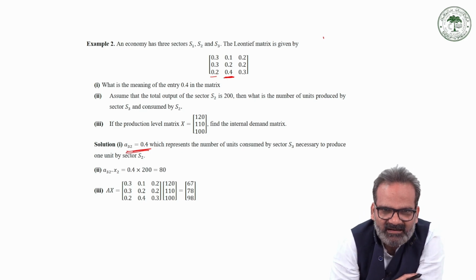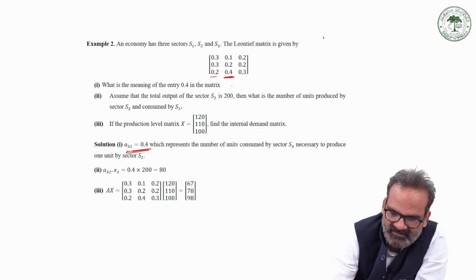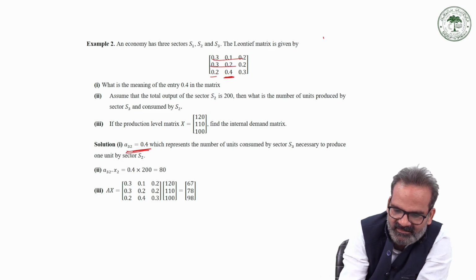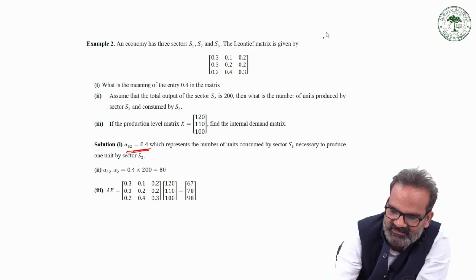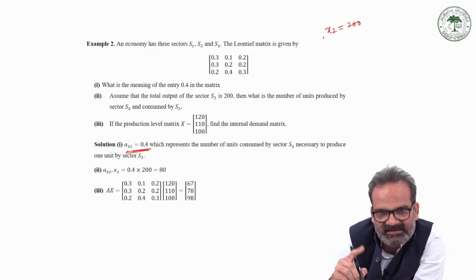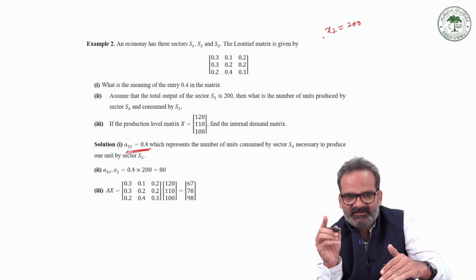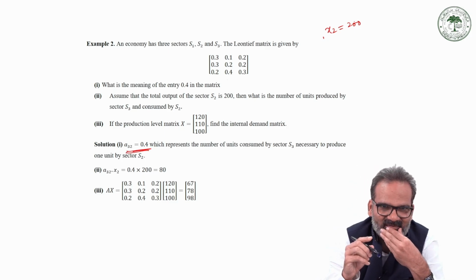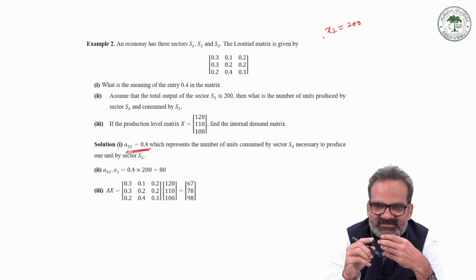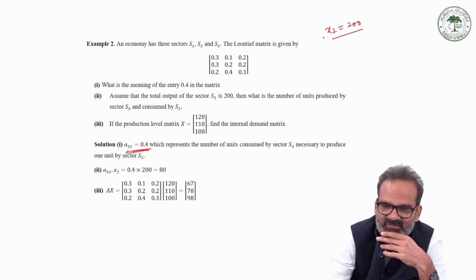Case 2, assume that the output of sector S2 is 200. Say this is sector S1, this is sector S2, this is sector S3, right? Take it like this. So the output of sector S2, X2, is equal to 200. Let the output of sector S1 be X1, output of sector S2 be X2, output of sector S3 be X3. So X1, X2, X3 represent the output of these 3 sectors. So what is given here? Assume that the total output of sector S2 is 200, so X2 is given as 200.